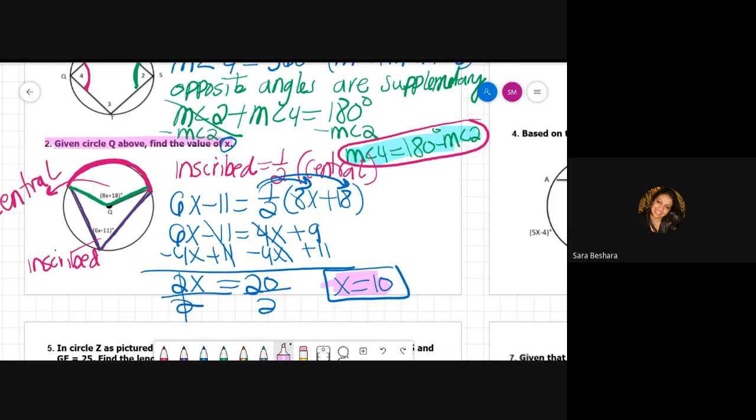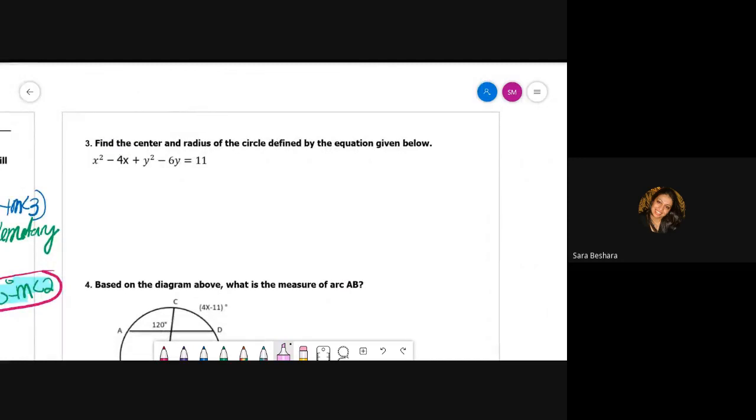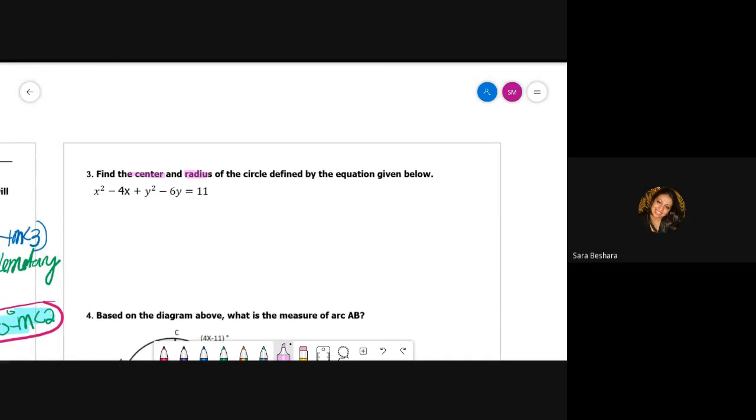All right, moving to question 3. It says find the center and the radius of the circle defined by the equation below. For me to find the center and the radius, I have to remember the standard form of the equation of a circle. And let's remember that. It is (x minus h) squared plus (y minus k) squared equal to r squared.